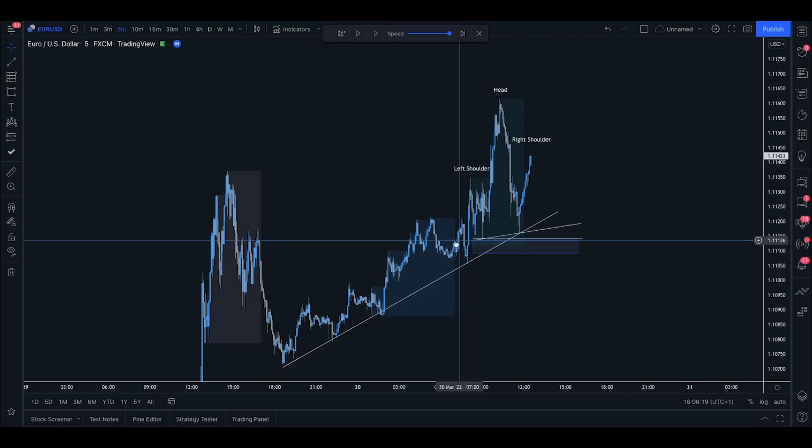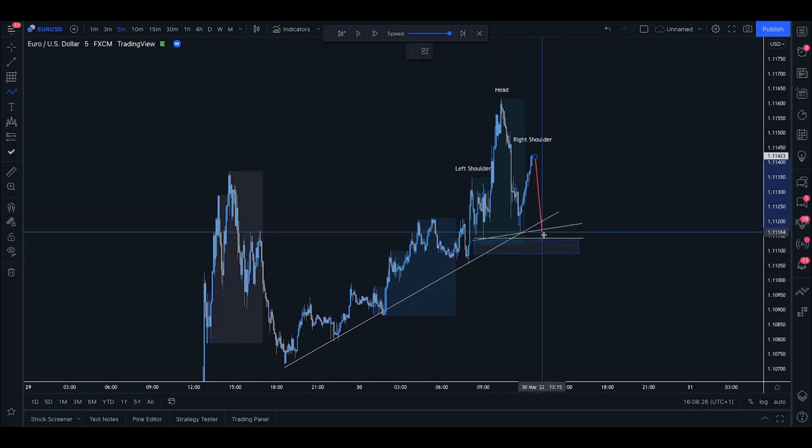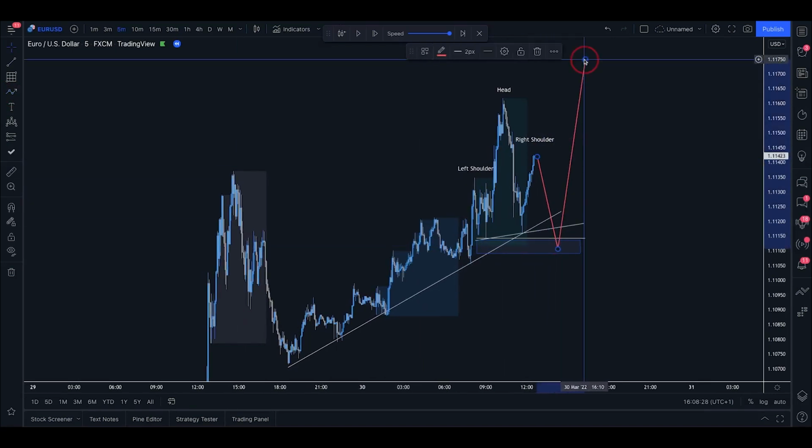Now for me, and the way that I see this, I see liquidity in a totally different way. I know there's loads of stop losses here, and I know there's loads of sell stops here. So what I actually anticipate is likely to happen is price is going to push down, hit this area, and then move away.